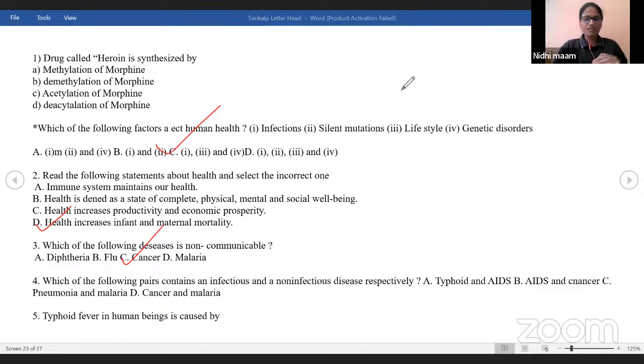Next question. Which of the following pair contains an infectious and non-infectious disease respectively? In each option, two diseases are given. Out of two diseases, one disease will be infectious, which will cause infection. The other disease will be non-infectious, which will not infect others, right? So option A, typhoid and AIDS. B, AIDS and cancer. C, pneumonia and malaria. D, cancer and malaria. First one will be infectious, second one will be non-infectious.